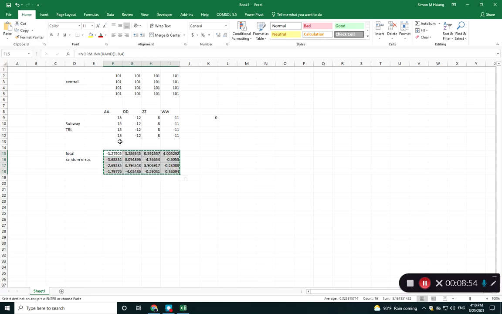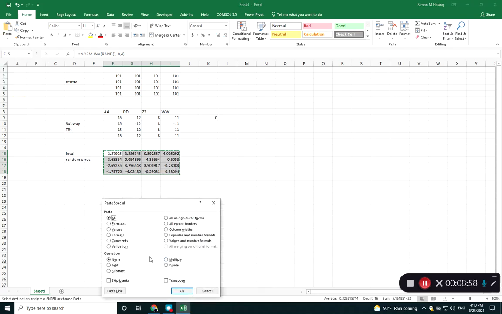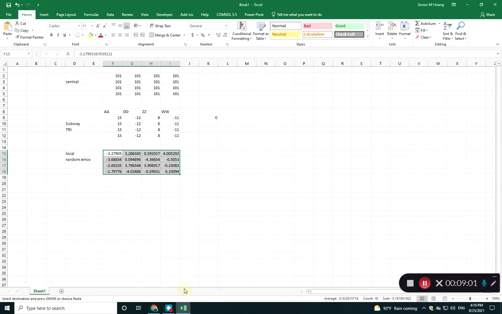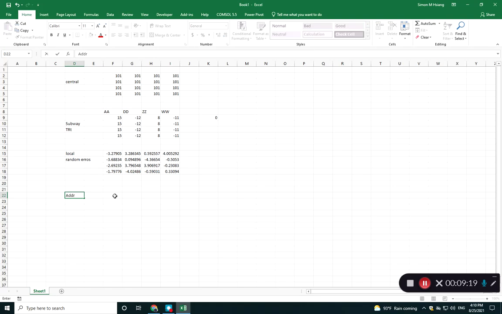Lock the number, paste value. Why do I lock the number? Because if you don't lock the number, every time you hit return or something, it keeps changing. So just lock the number. So now we fake our data. We're done. So where is the address of each one of them? ADD, address, and so we'll see the address.